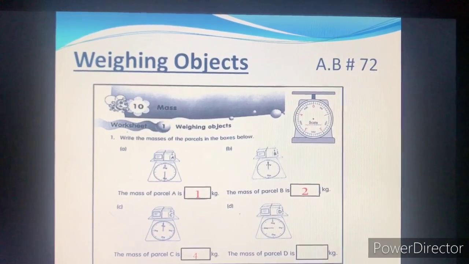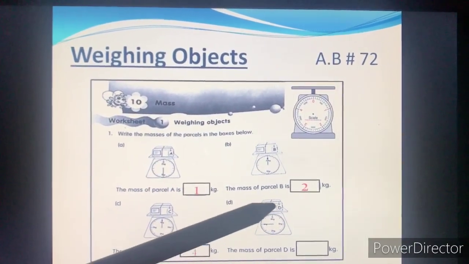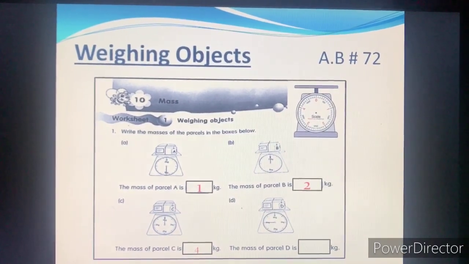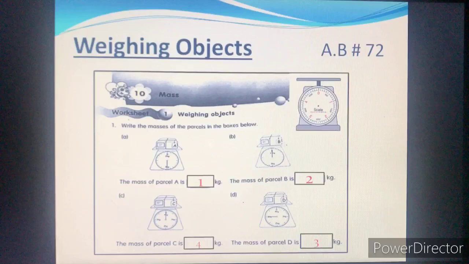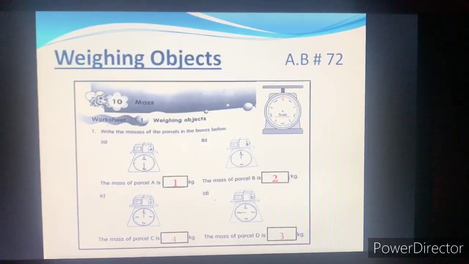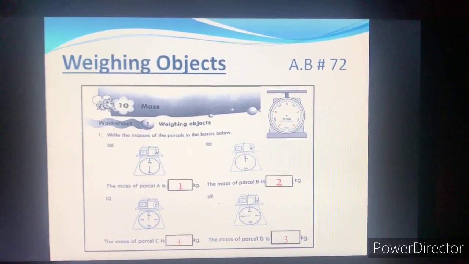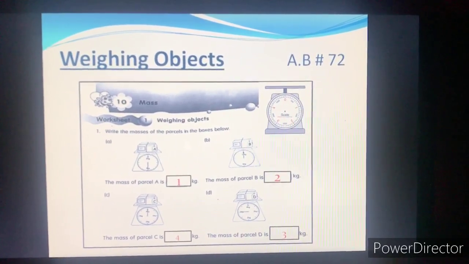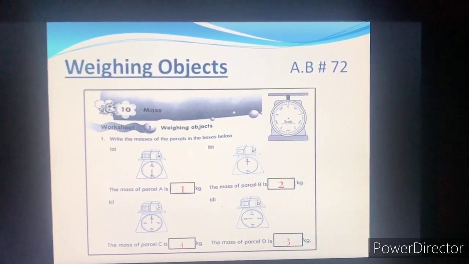Excellent. It is 4 kg. What about mass D? The parcel D is of how much kg? Yes, 3 kg. Well done. So, you should fill your answers like this in your activity book. Okay. Now, you will move on to question number 2.